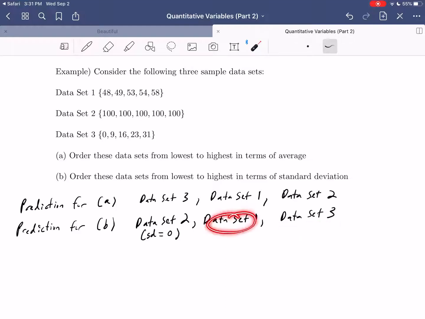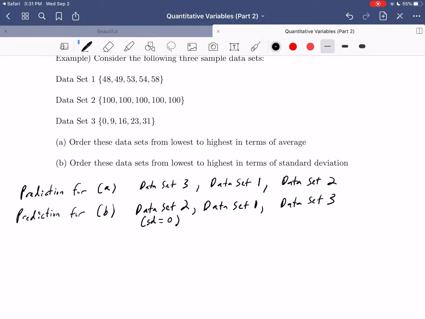Now, do we know what those standard deviations are? Well, no. Until we use the calculator, we won't be able to know the actual value of the standard deviation, but at least we have these predictions. Okay, so let's actually calculate this and confirm this.